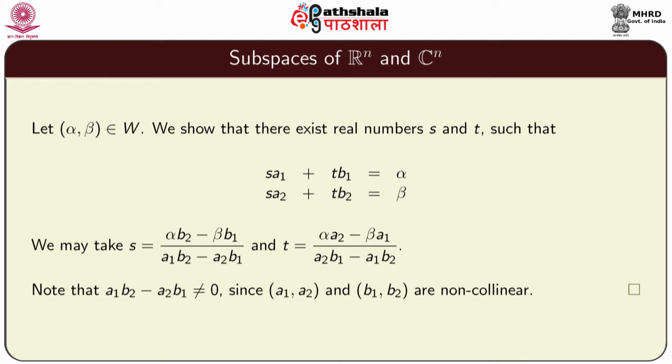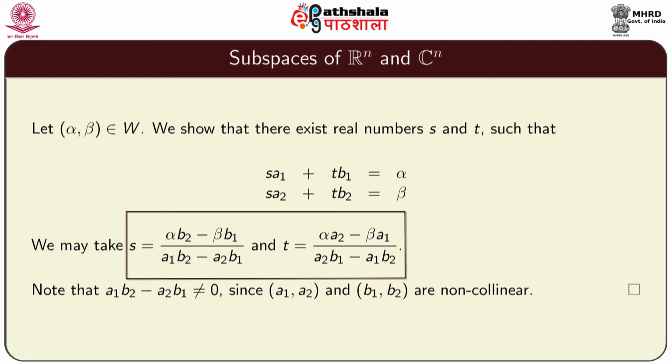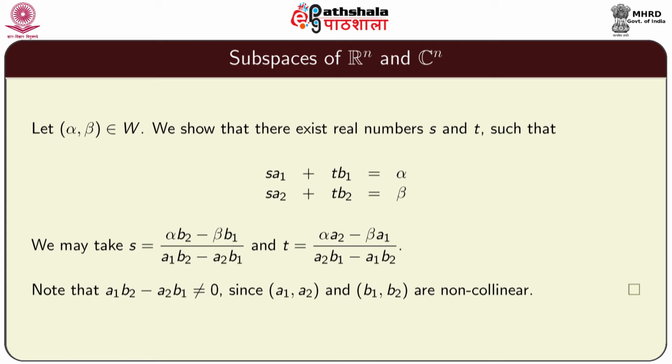Now, if we solve these two simultaneous linear equations, then we can see that choosing S to be alpha B2 minus beta B1 by A1 B2 minus A2 B1 and T to be alpha A2 minus beta A1 by A2 B1 minus A1 B2 serve our purpose. The only thing we have to be careful about is the denominator, which is A1 B2 minus A2 B1, but that is not 0 because A1 A2 and B1 B2 are non-collinear.